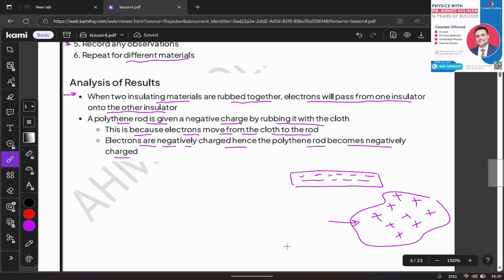What if he said, this object, we have positive charge moved from the rod to the cloth. Is this correct or incorrect, Bara? Is the rod negative because the positive charge transferred from the rod to the cloth? Is this correct?